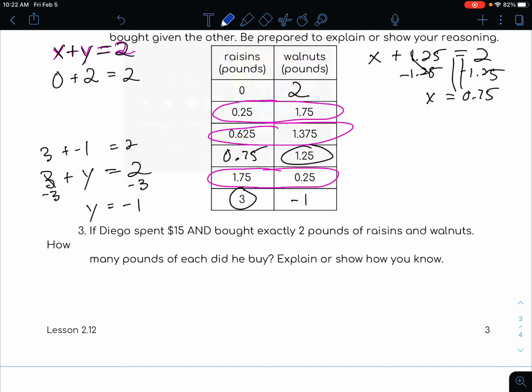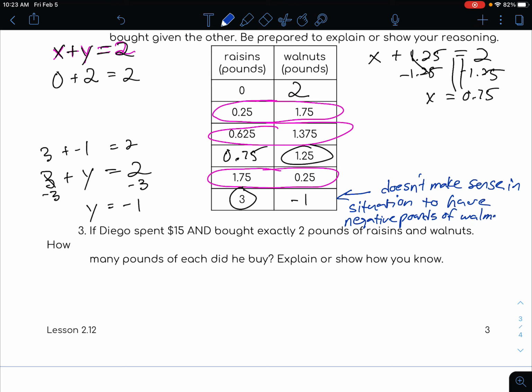But if we think about our constraints, this right here doesn't really make sense. That would mean we would have a negative pounds of walnuts. So it doesn't make sense in the situation to have negative pounds of walnuts. All right, so this is where we have to use our brains a little bit, right?